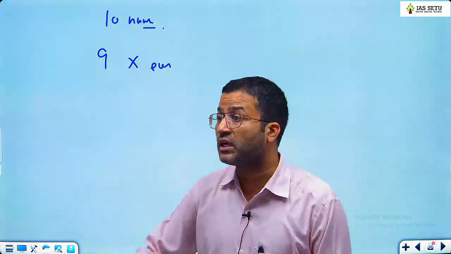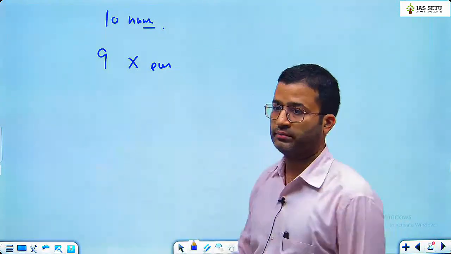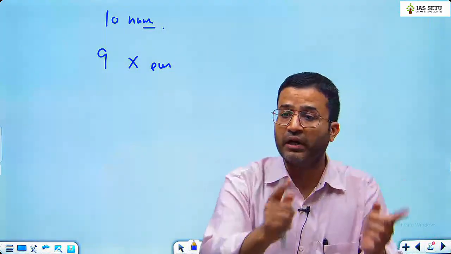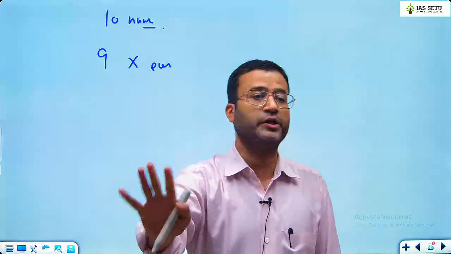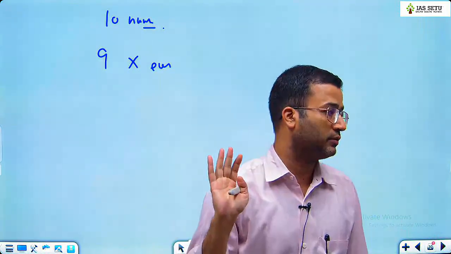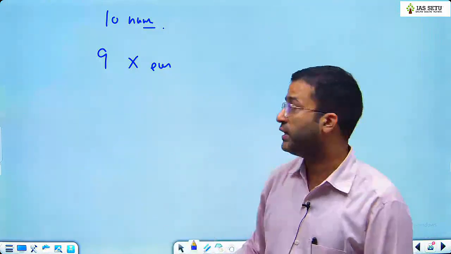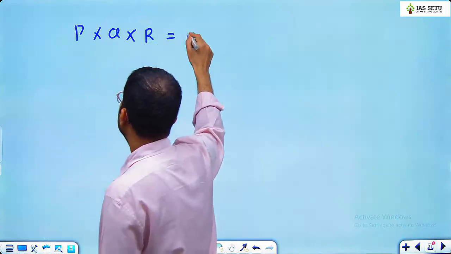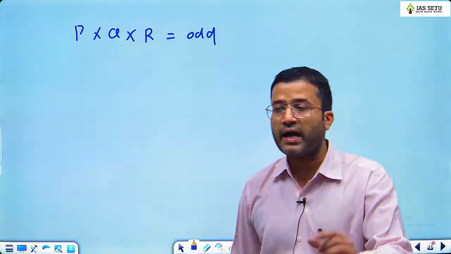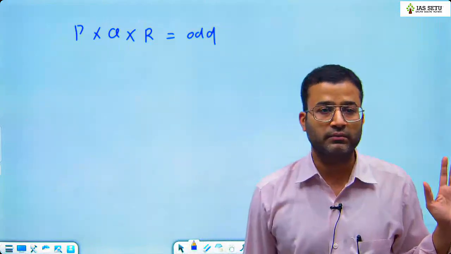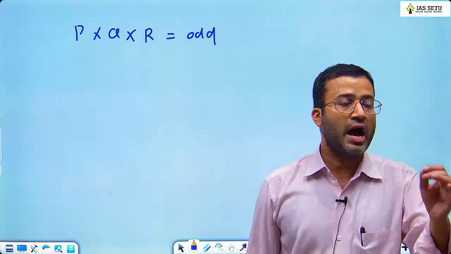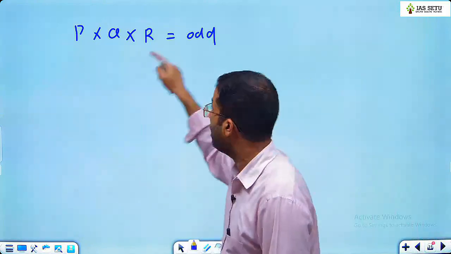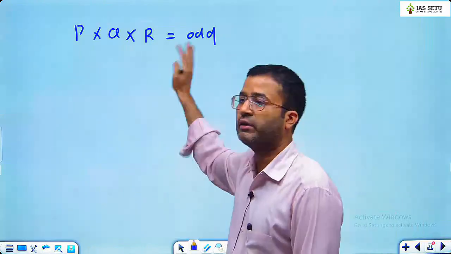So tell me, what is the condition to get a product is odd? What is the condition that your final product has to be odd? That in your multiplication, all the numbers have to be odd. Then only you get odd. See here, if I say P, Q, R is equal to odd, I ask you whether P is odd or even, Q is odd or even, R is odd or even. Even हो ही नहीं सकता, because the moment any of these numbers is even, your final product is not possible to be odd. It will become even.